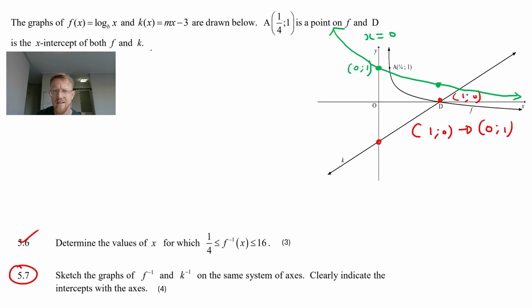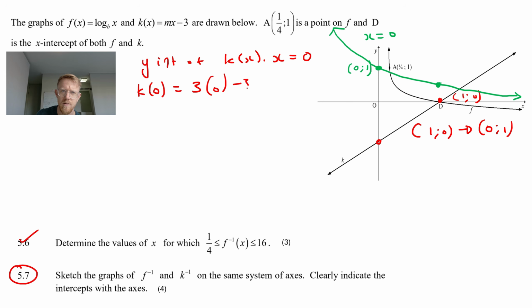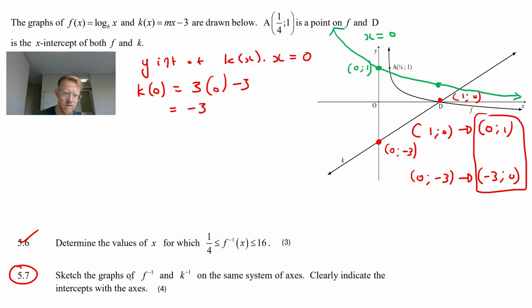So let's go find out the y-intercept of k. So we know that when you find a y-intercept, you make x equal to 0. So if we had to go make x 0, remember we found its gradient as 3 in one of the previous questions, and that would give us -3. So that means that the coordinates here would be 0 and -3. So if we had to switch those, it would go to -3 and 0. Okay, so now we can go and plot these 2 points. So 0 and 1 would be here, and then -3 and 0 would be over there, for example.